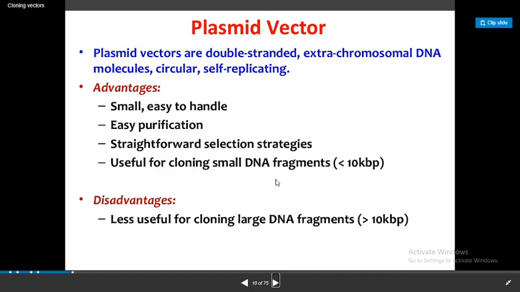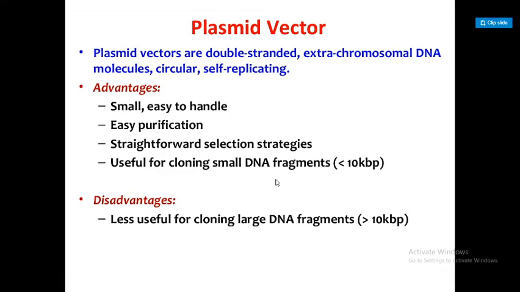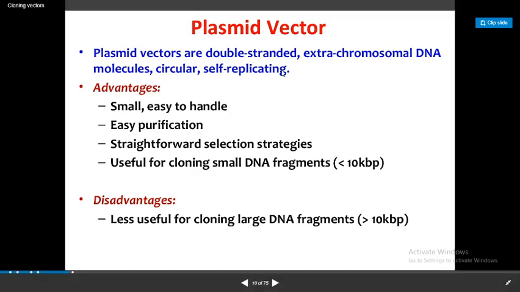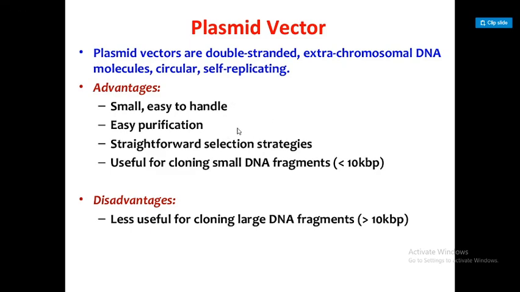What is a plasmid vector? It is a double-stranded, circular, extra-chromosomal DNA molecule. They are self-replicating; it can replicate by itself. What is the advantage of this plasmid vector? Have you seen a plasmid vector? It looks like your bangle, just like a circle. You can see it inside the E. coli.